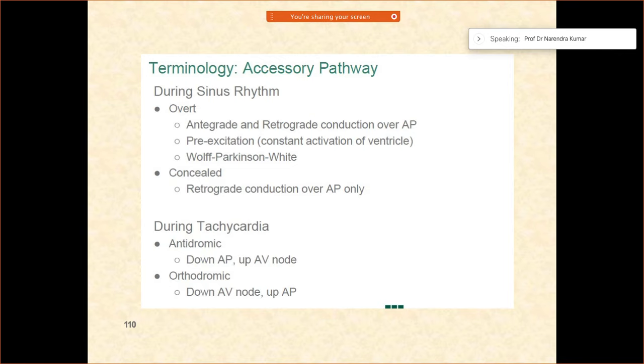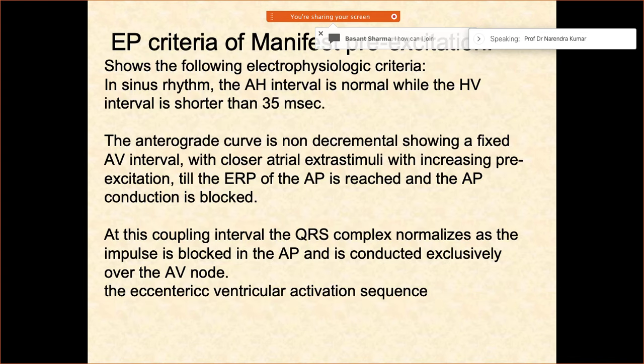Concealed pathway means there will be retrograde conduction over the accessory pathway only. So in sinus rhythm, if you see the ECG, there will be no delta waves at all. During tachycardia, they can be orthodromic, which is going down the AV node and up the accessory pathway. They can also be antidromic, which is down the accessory pathway and up the AV node.